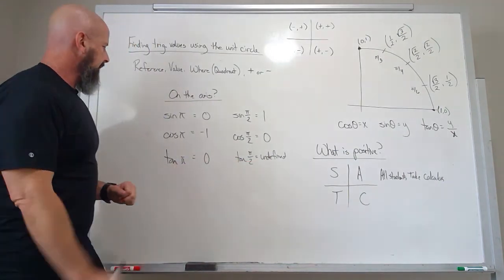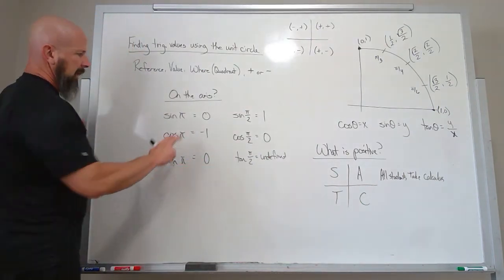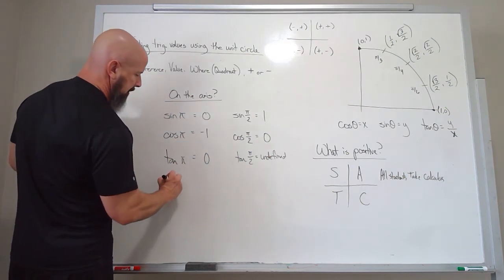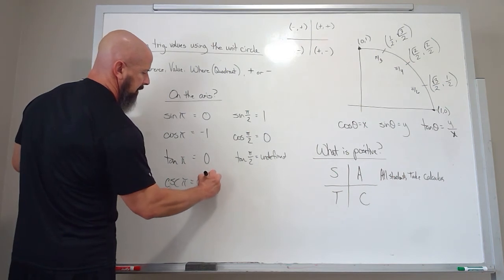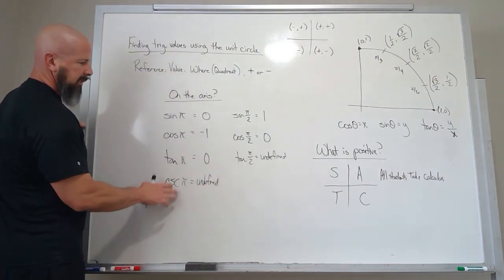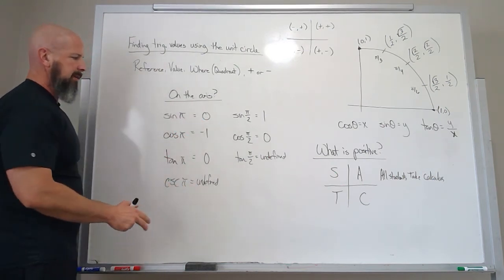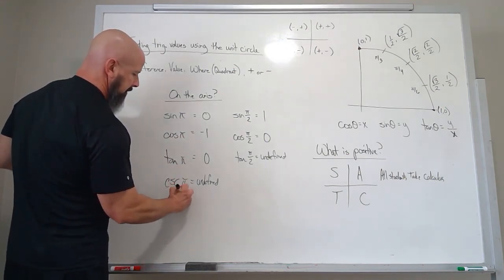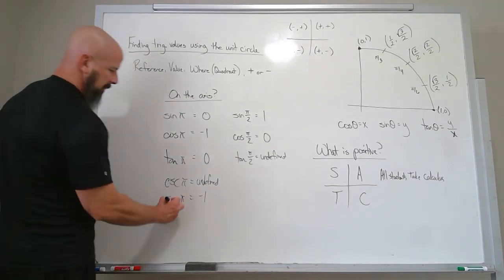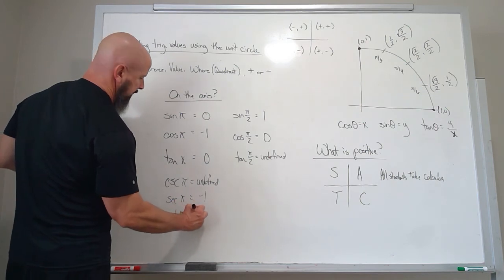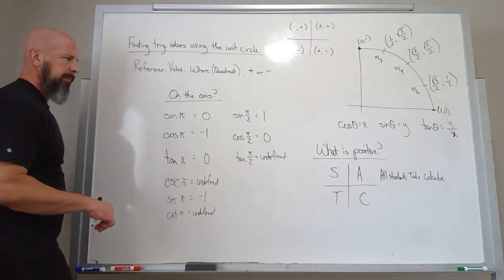Now notice I didn't say anything about cosecant, secant, or cotangent, just to show you how these work. If I know the sine of pi is 0, then I know the cosecant of pi is undefined. Remember cosecant's the reciprocal of sine, so if I flip the 0 over, the 0 goes to the bottom: undefined. Well, the secant of pi, if I flip over a -1, that's still -1. The cotangent of pi is back to undefined, because if I flip a 0 over, it goes to the bottom: undefined.